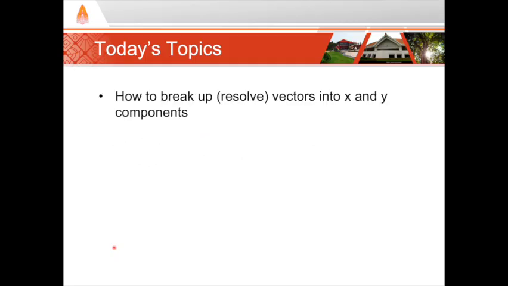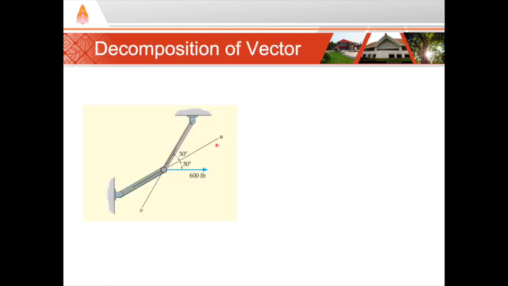We'll talk about how to break up or resolve vectors into their x and y components, and we'll talk about Cartesian unit vectors. In the previous class, we saw that we can break up a force or resolve a force vector into two components, such as the example we looked at where we broke up this force into the components along the u and v axes. It can be convenient for us to break up a force into its x and y components, and that's what we're going to talk about today.